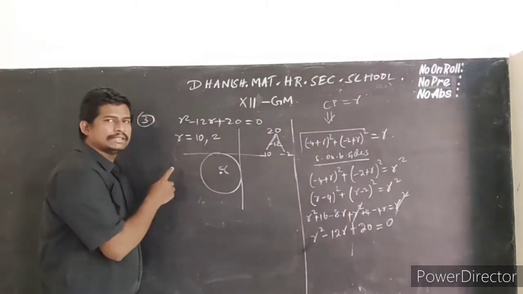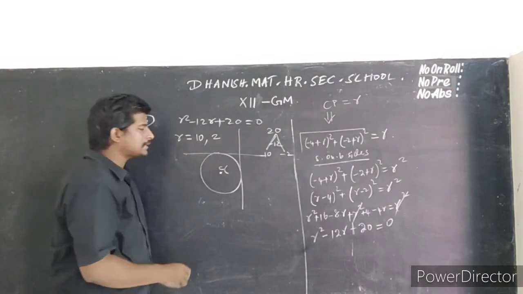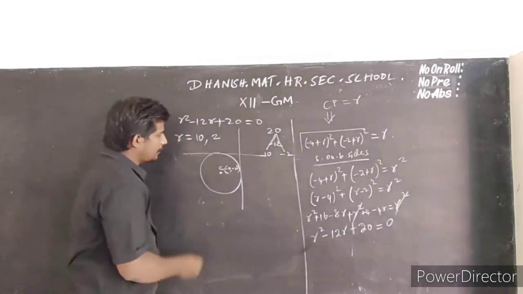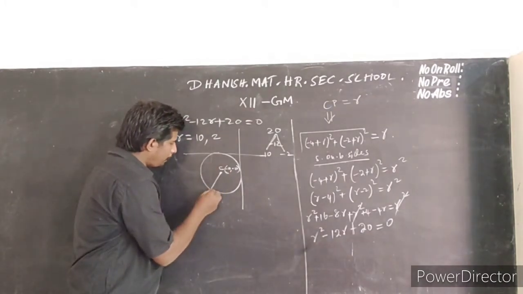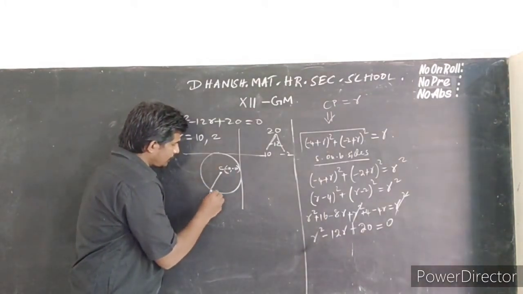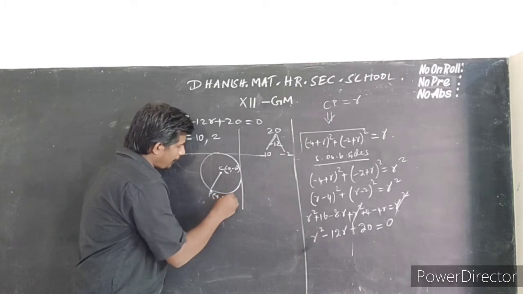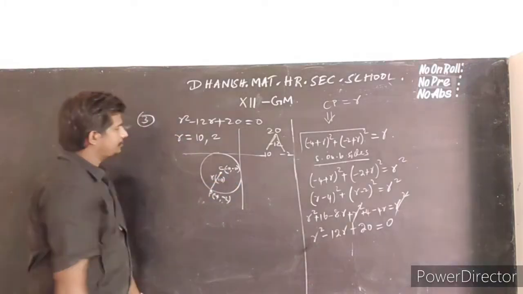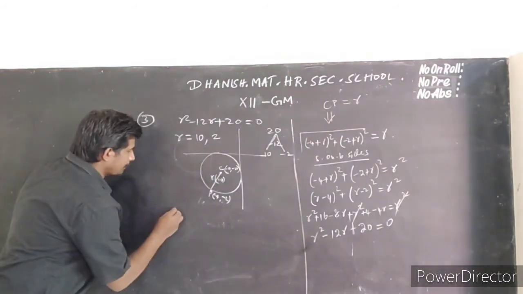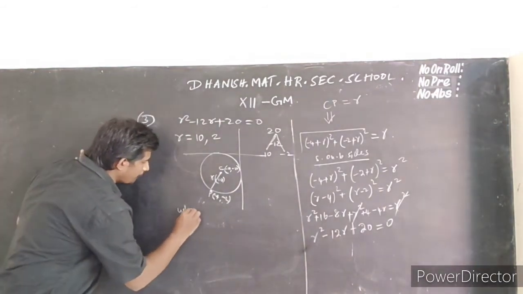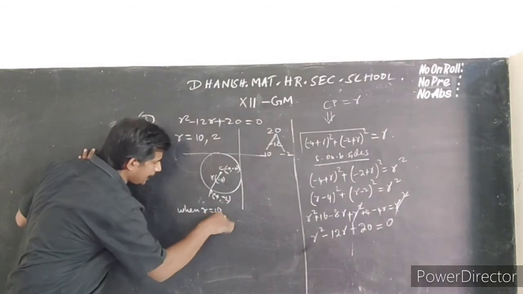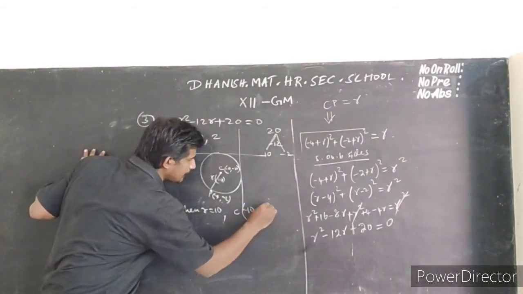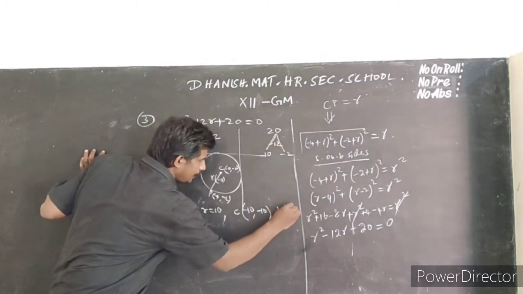Here our center C is (-r, -r). So when r equals 10, our center will be (-10, -10), and our P is (-4, -2). Our radius r is 10.